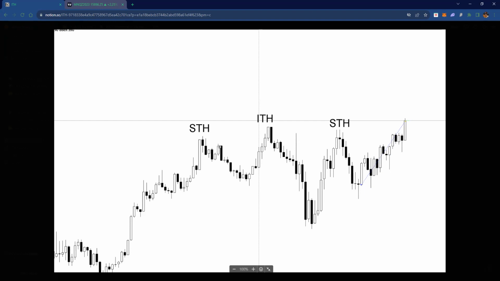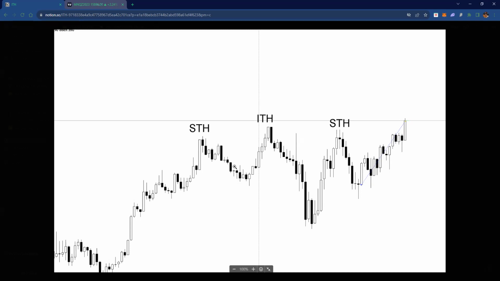You could use this, or you could use a more predominant swing over here. Whatever floats your boat. Just a note, ICT does say to use the swings that have the most amount of damage or the most amount of movement. So like this one, it wicked up nicely, came down, so I'd classify it as a swing. This one, obviously, is the high, came down. And ICT probably wouldn't use this swing, but he would use something like this.